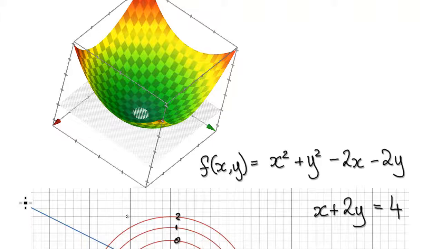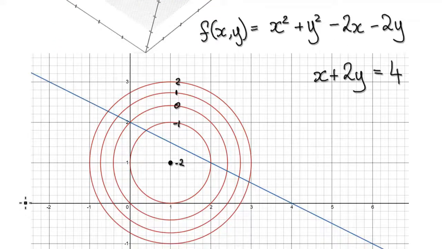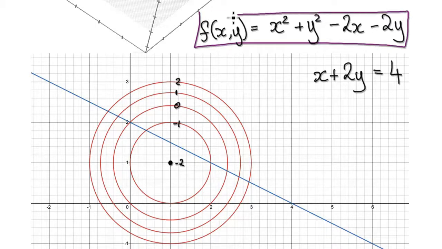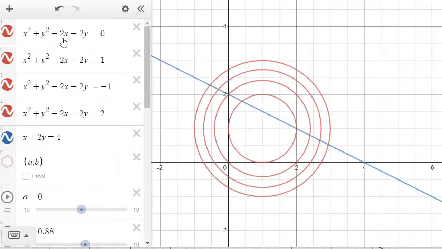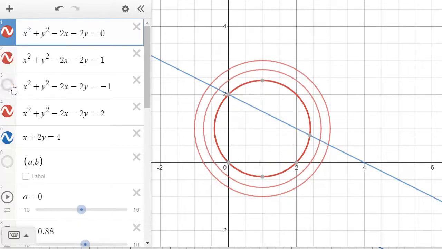Okay, so to do this, let's plot the level curves for this function. So when you jump to Desmos, punch all these in. So this has an elevation of 0. So that's your 0 here. This has an elevation of 1. This has an elevation of negative 1 and an elevation of 2. And this is your constraint.